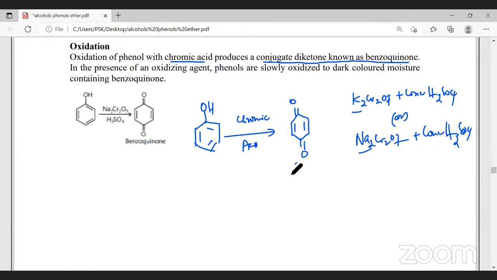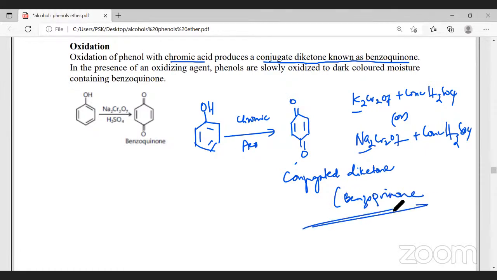This kind of molecule is called a conjugated diketone. Since we have 2 ketone groups, it is called a diketone. C double bond O, C double bond O, ketone group. And the name of this molecule is benzoquinone. So phenol on oxidation with a strong oxidizing agent like chromic acid forms benzoquinone.